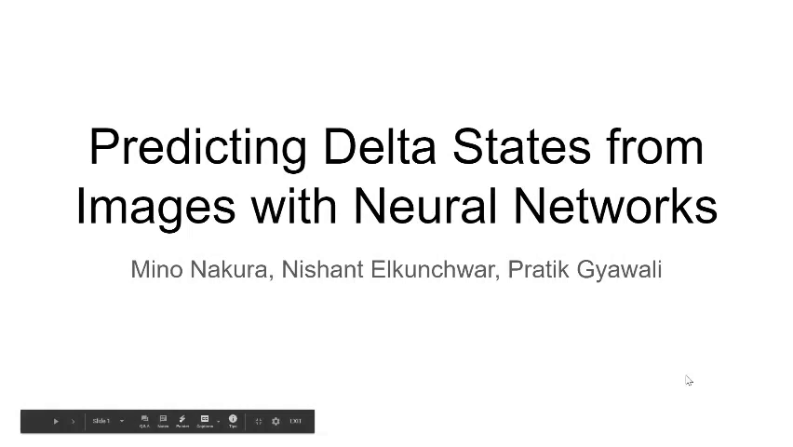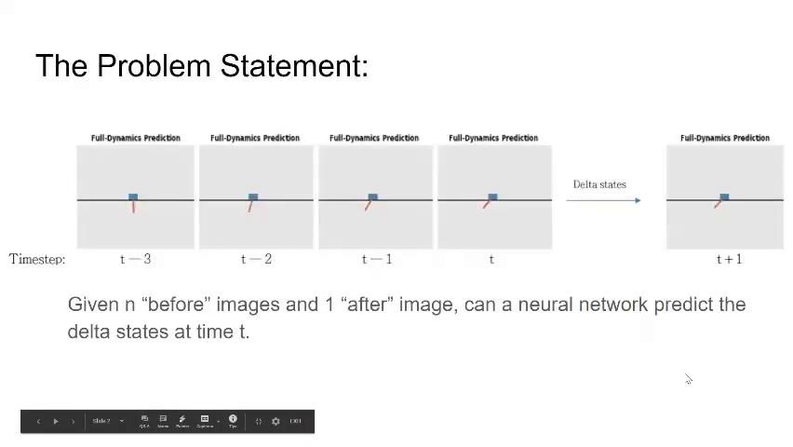This is the video supplement to the guided project work for the course CS571 AI-based robotics at the University of Washington. In this project, we tackle the problem of state estimation from images. That is, given n number of images and corresponding delta state as label, can we use a neural network to predict the delta states for the next time step?